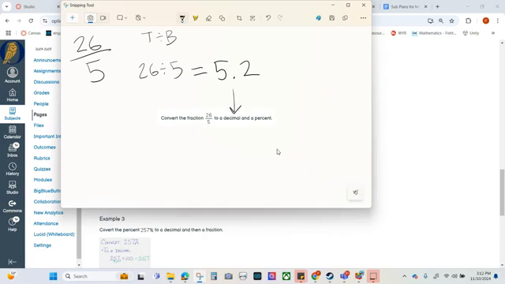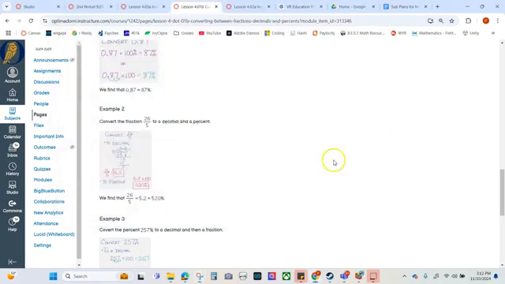Now let's turn this decimal into a percent. Just like we did for example 1, we can turn this decimal into a percent by multiplying it by what? Multiplying it by 100. And thank you, handy dandy calculator. When we type this in our calculator, it will give us an answer of 520%. We got our decimal, we got our percent. We are done.